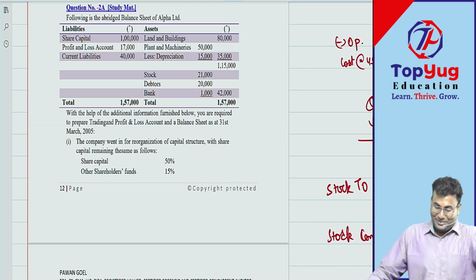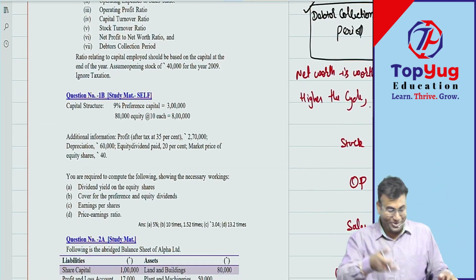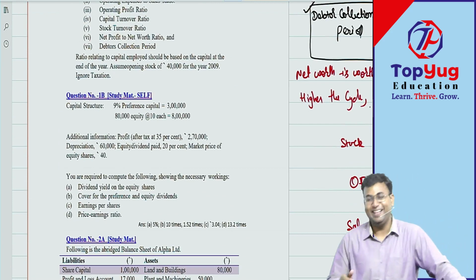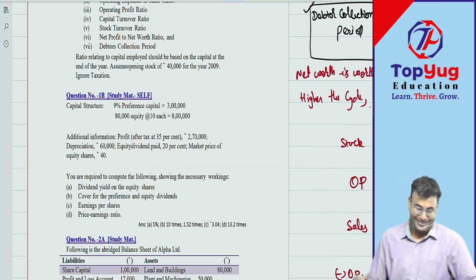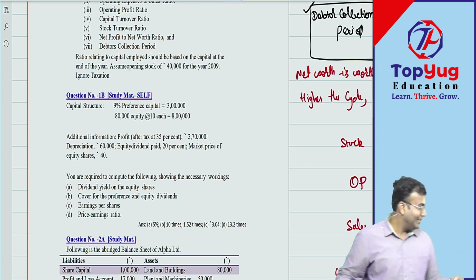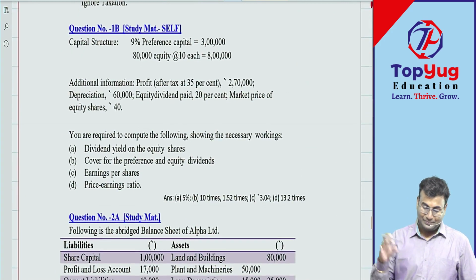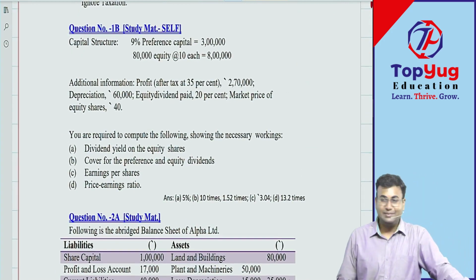Okay, question 2A. Yes. Oh, 1B is also there. Sorry, I forgot. Question 1B, please. I forgot there was question 1B. Okay, question 1B, please. Okay. Can we go ahead? Right?